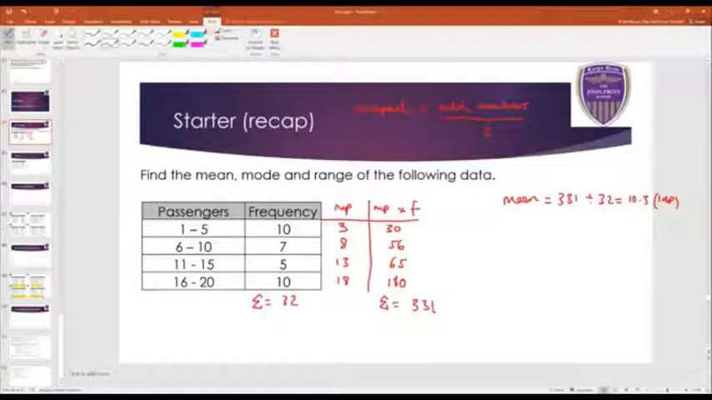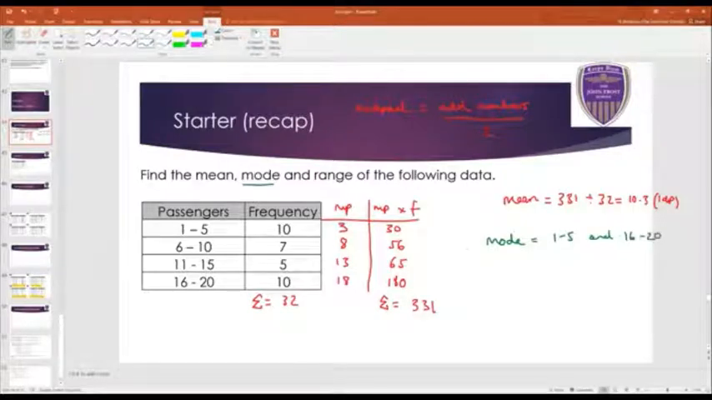So that's our part done. This question though also says to find the mode and the range as well, so just to quickly do that. The mode is the most common number. In this case there are actually two of them, because the most common just means the one that's got the highest frequency. So the modal groups are 1 to 5 and also 16 to 20.